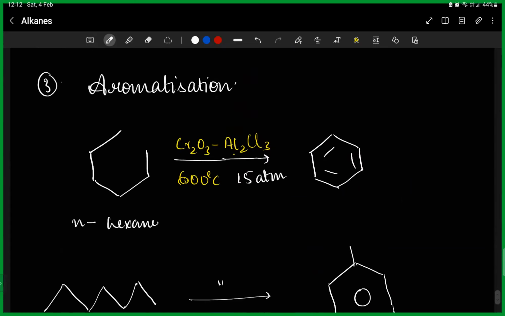And the aromatization reaction. In the aromatization reaction you take an alkane, add some reagent, and then an aromatic compound is formed. The reagent we are using here is Cr2O3 Al2O3, a very important reagent we have to remember. Even the temperature is important, 600 degrees centigrade. So you are going to take hexane. The mechanism is not important, but first this bond is formed to give cyclohexane, which is again converted into the aromatic compound benzene.